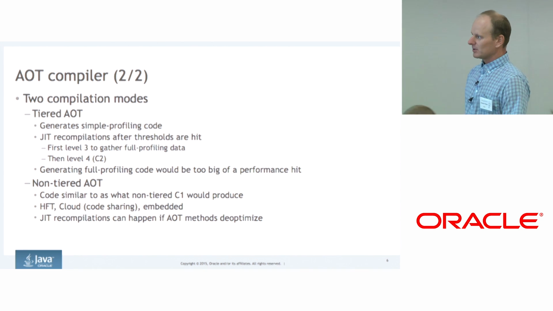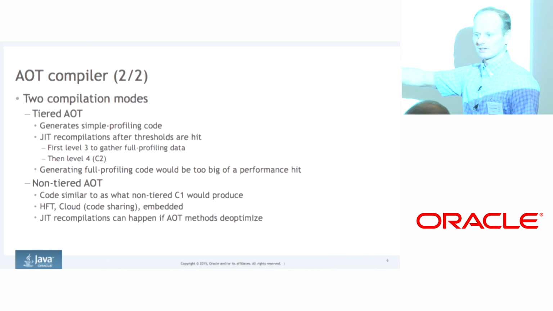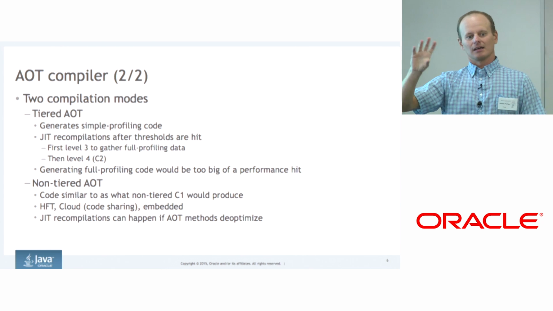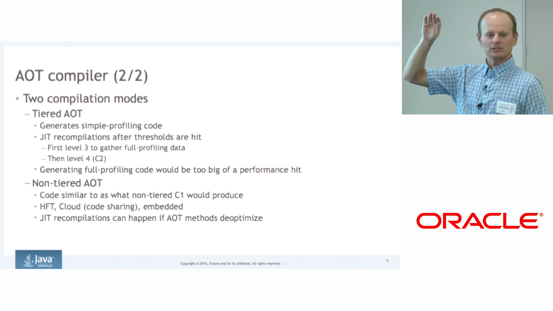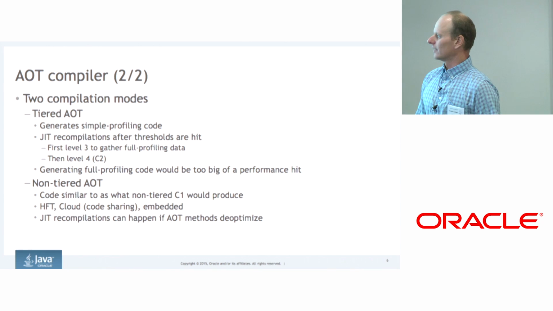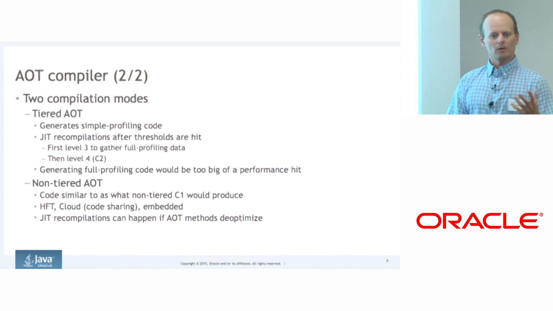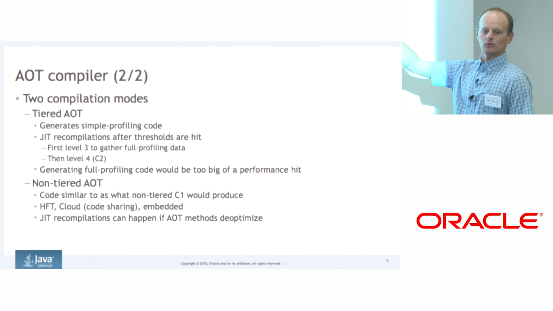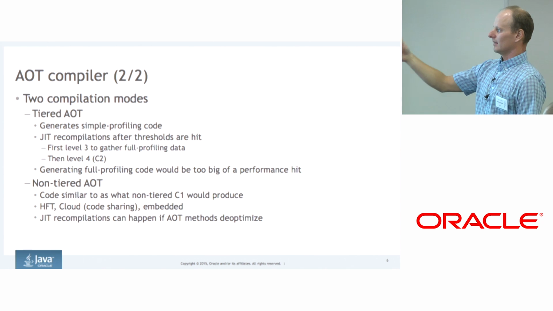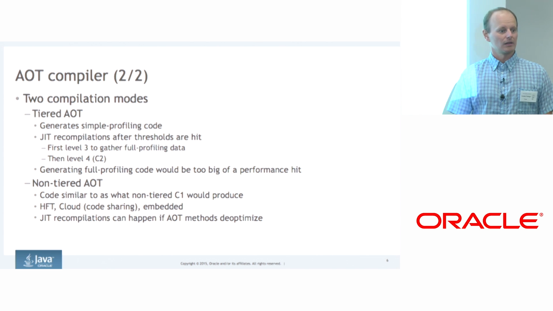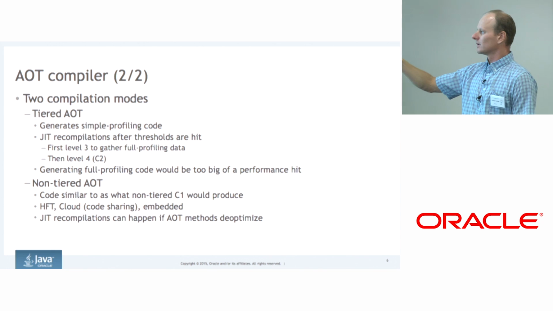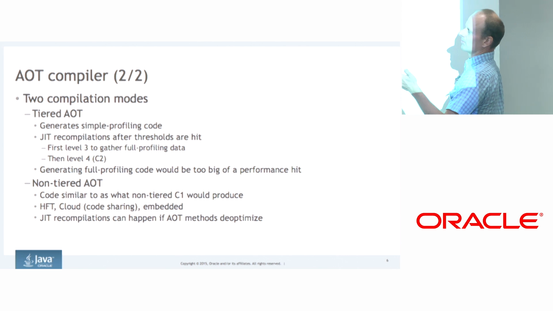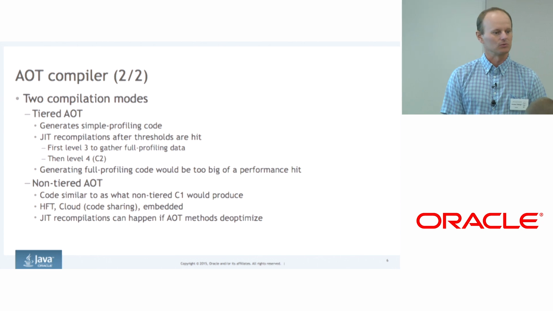So the AOT compilation will have two different modes. One we call tiered AOT, and the other is non-tiered AOT. The tiered AOT generates simple profiling code. It's the same as in a tiered compilation system. We have 4 different tiers, right? And a tier 2 compile is a C1 compile with simple profiling. It's basically the same. So we produce that code, and then when we hit the thresholds, invocation counters or backedge counters, we'll recompile with C1 first, which sounds weird, but the reason is the simple profiling doesn't produce type profiling. We only have counters, but we also need type information. And so we compile with level 3 first, get full profiling, and then we let C2 do its job.